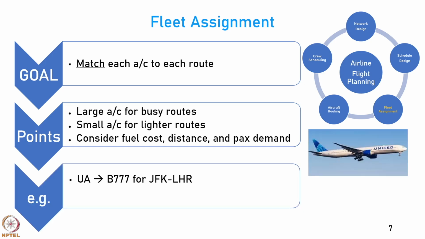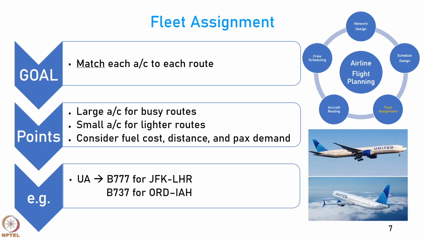One example of fleet assignment is United Airlines, UA. They are offering flights with Boeing 777, which is a long range jetliner, to operate between the busy route of New York JFK to London Heathrow, but on a smaller or a less demanding route, Chicago O'Hare to Houston, they are operating a smaller aircraft, Boeing 737. So, the same airline is offering different fleet combinations on different routes.